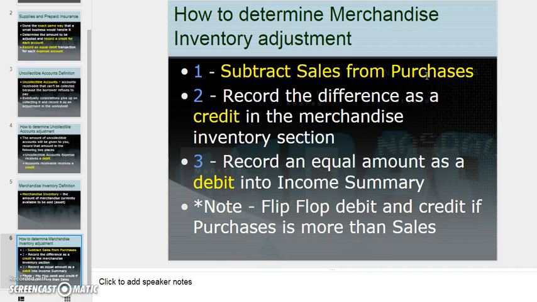So first we have to subtract those two amounts. When we do, we record the difference as a credit in the merchandise inventory section.